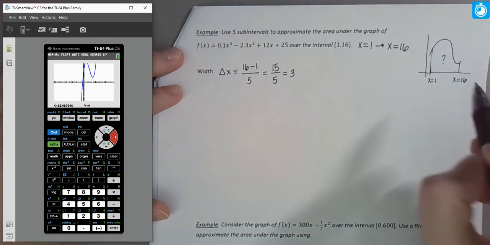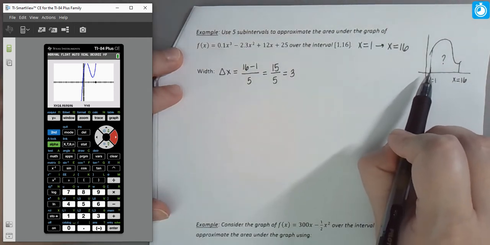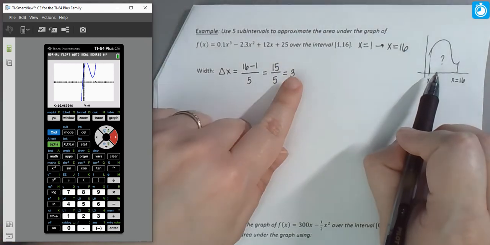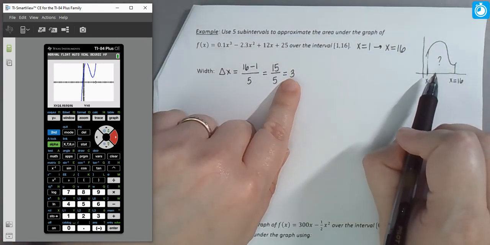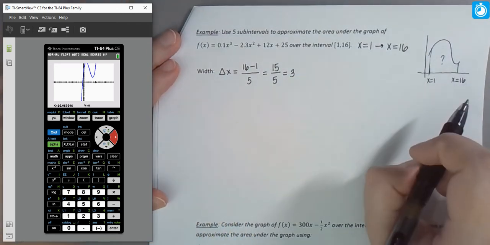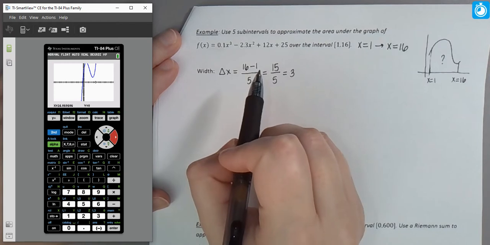So from a practical standpoint, that means we're starting at x equals 1. The next x value we transition to is 3 units above that. So it would be at 4. And then 3 units above that, which would be at 7. And then so on and so forth until we've drawn 5 rectangles.